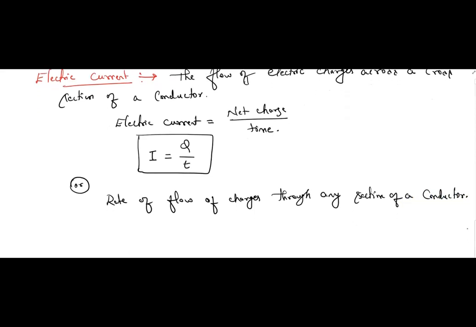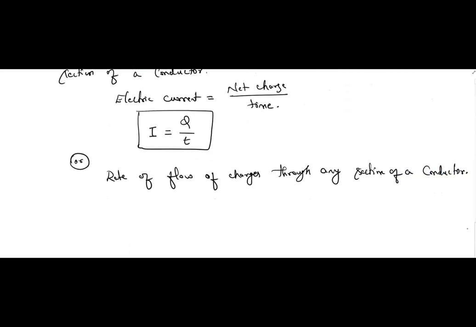You can write the answer in this form also. Rate of flow of charges through any section of a conductor is also called electric current. And the SI unit of electric current, very important, is Ampere. You should not forget this.